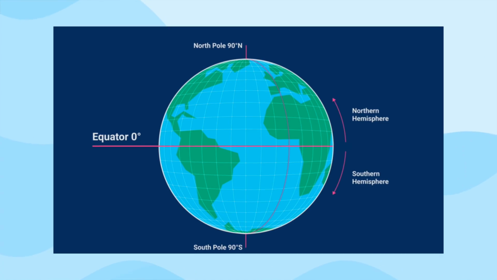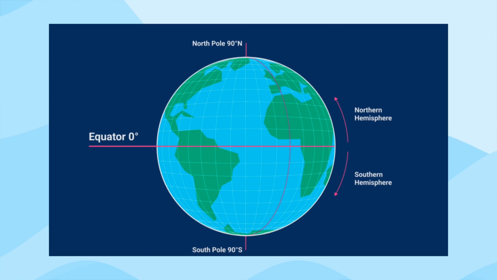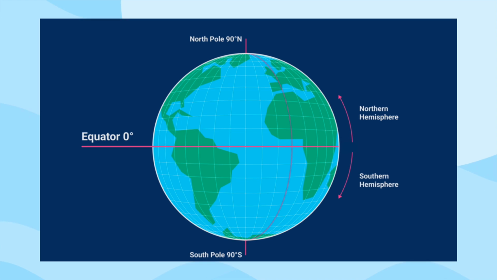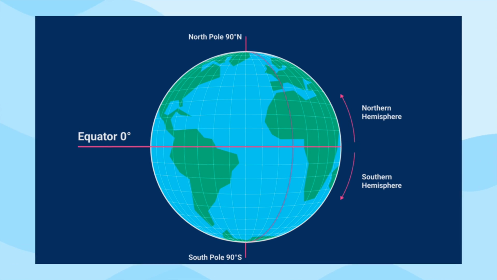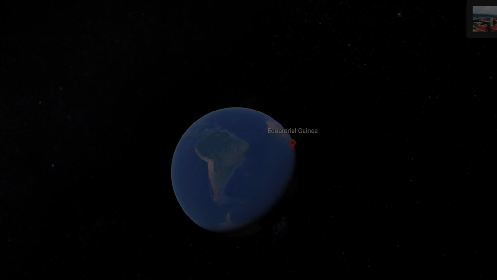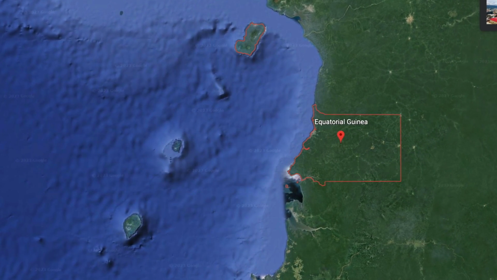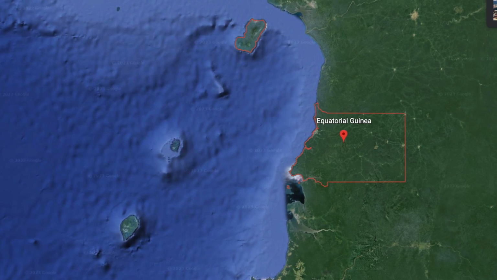There are 13 countries in total that sit on the equator, spanning across South America, Africa, Asia and Oceania. There is actually a country with the word equatorial in it, Equatorial Guinea. However, it isn't actually an equatorial country, as it sits just north of this imaginary line.